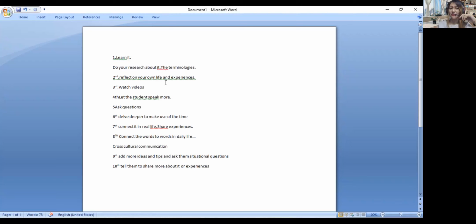And second, reflect on your own life and experiences. Why? Have you ever bought something online? How was the experience? Based on my experience, I used to do online shopping, and of course, I can compare the price when I bought it online with the price when I bought it here. I can say that. And also, I have worked as a call center agent, so I am a little familiar with those terminologies.